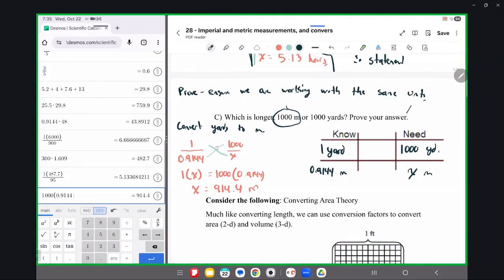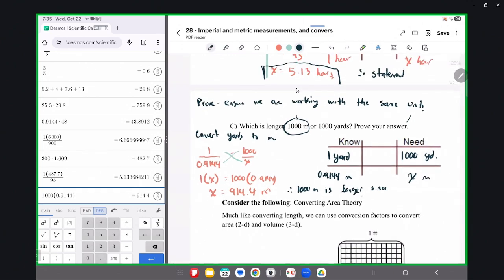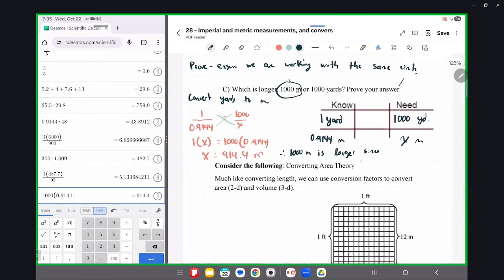So we have a therefore statement. Therefore, 1,000 meters is longer, since 1,000 yards is only equal to 914.4 meters.